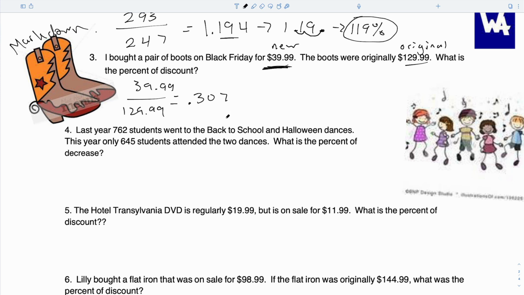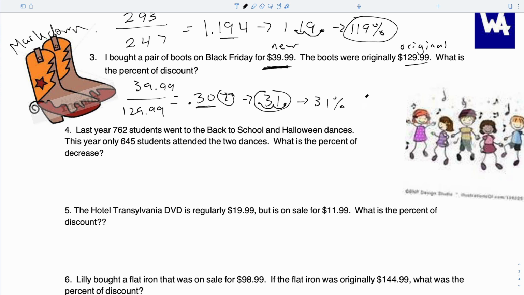Miles, what do I do with that decimal? You have to round up. Round up, so the 0.30 becomes what? 0.31. Okay. Because this was a markdown, what do I do with that 0.31, Camden?